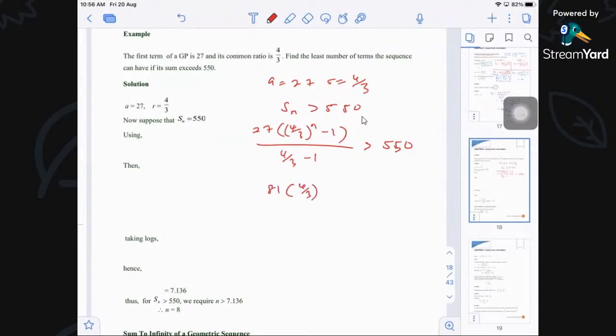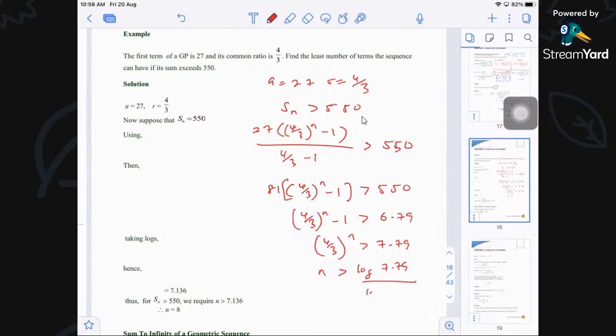4 over 3 to the power of n minus 1. Look, I never multiply the 81 with 4 over 3 or 1. So I go and divide 550 by 81 there. I'm going to get here 4 over 3 to the power of n minus 1 greater than 6.79. 4 over 3 to the power of n greater than 7.79. So now there is no other choice. Take log. So log 7.79 divided by log 4 over 3.